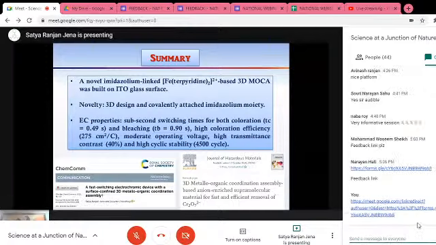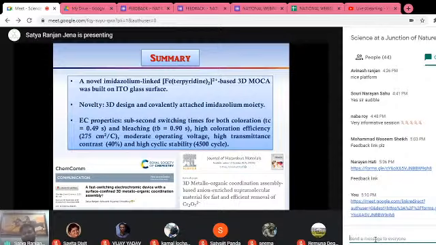So these are my few publications. In early 2020, we published on ChemComm. Then recently on hazardous material, we published on dichromate capture.